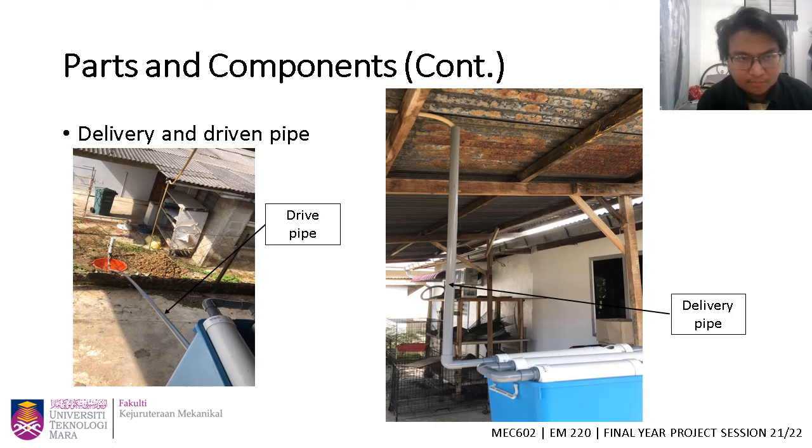The other crucial parts for the ram pump are the delivery and the driven pipes. So the water can flow throughout the system, and the length and several parameters are important to calculate before we set up the hydraulic ram water pump.